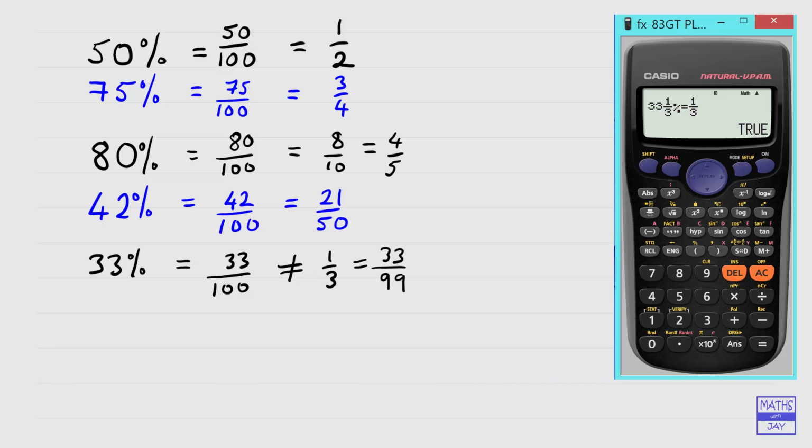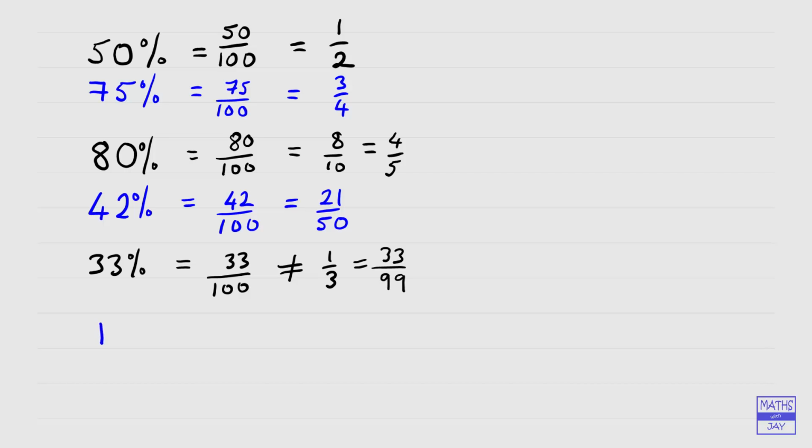Now let's have a look at 12.5%. So we're including a fraction in our percentage. That's going to be 12.5 over 100. Well, it's not a good idea to write fractions within fractions. So we can simplify this by doubling the numerator and denominator. If we double 12.5, multiply that by 2, we get 25, and double the 100 to get 200. So we've got 25 over 200.